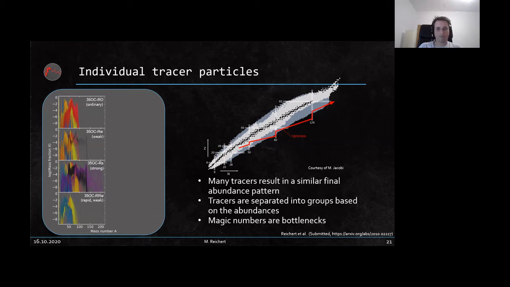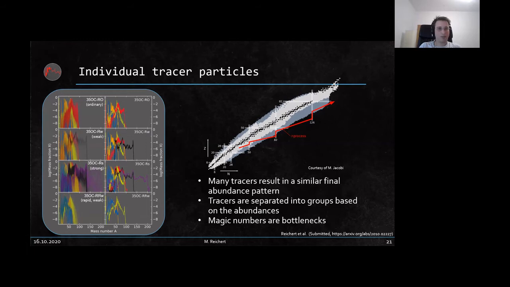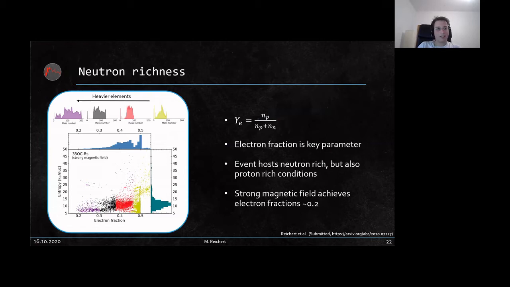To make it more visible, these are the different groups that I'm currently talking about. We made these groups based on the k-means clustering algorithm on the abundances. But it's actually very good to look also at the entropy–electron fraction plane. Here, first of all, I have to explain the electron fraction, which is the number of protons versus the number of baryons.